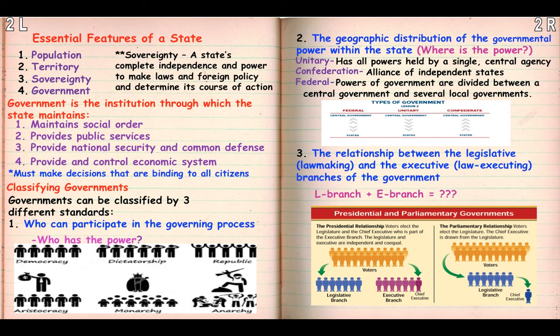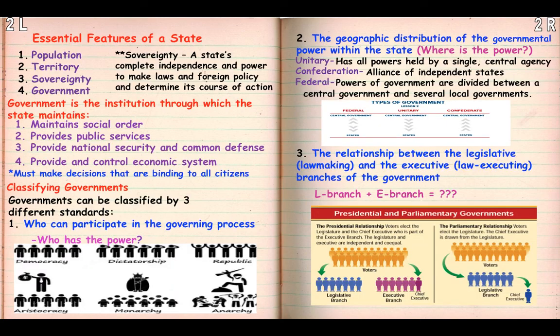Or through 4R. Okay, so this is going to be pretty simple. I won't need to explain these a whole lot. It's just the different types of government. Because remember, yesterday we looked at the classifying standards, and now we're looking at the types of government. So in order to figure out what the types of government are, we had to go through and say, okay, well, who can participate? Who has the power? And so on and so forth. So these are our main 4.